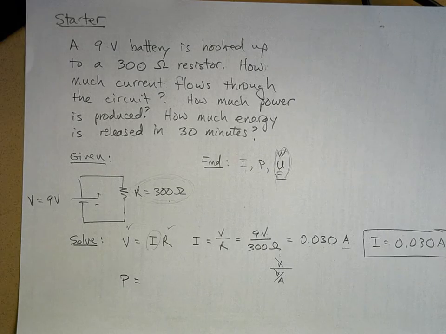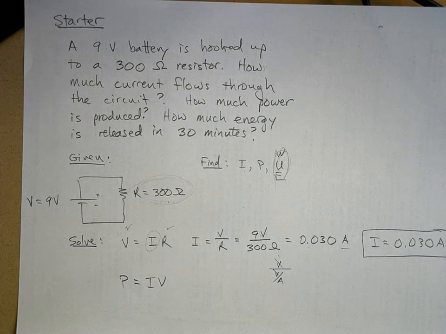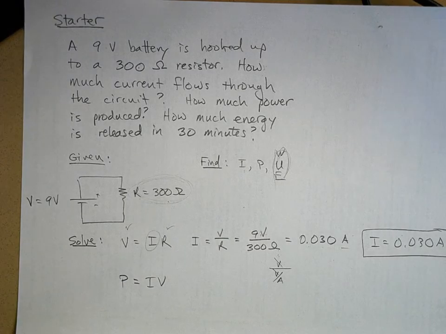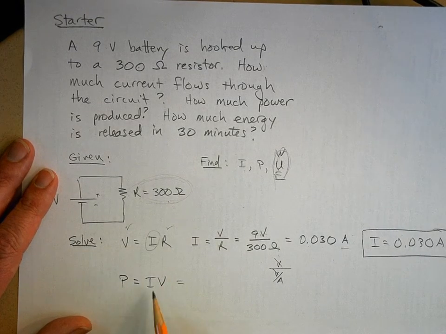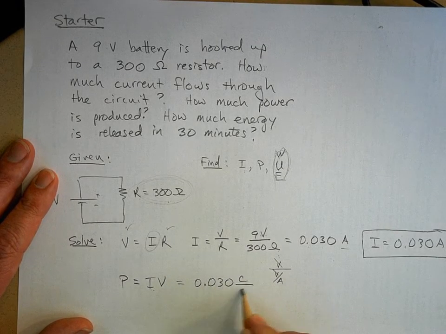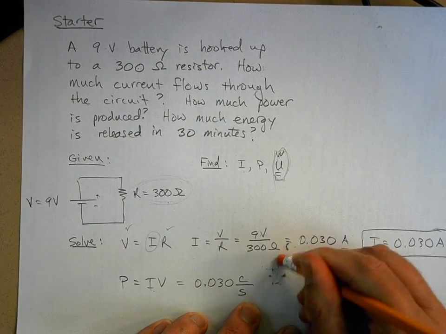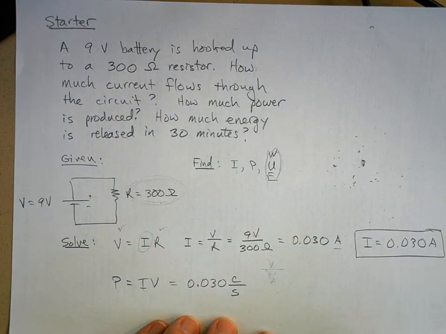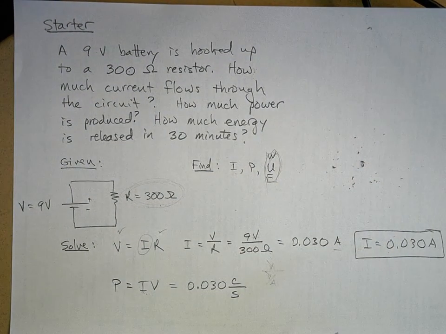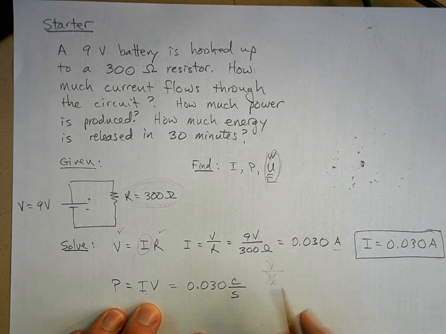Now, what's the relationship between power and current and voltage? This is the equation you should remember. P equals the current times the voltage, PIV. Because this is saying I've got 0.030 coulombs per second going by here. And notice that I went ahead and wrote coulombs per second instead of amps, because I want you to see why we're going to end up with that. And the voltage is, well, we have 9 volts.